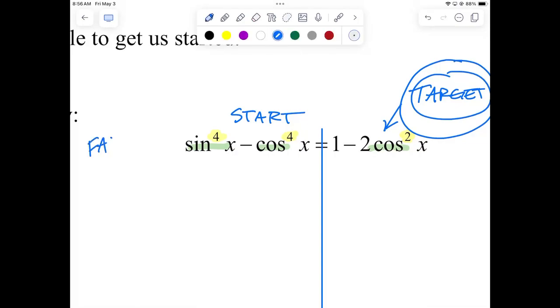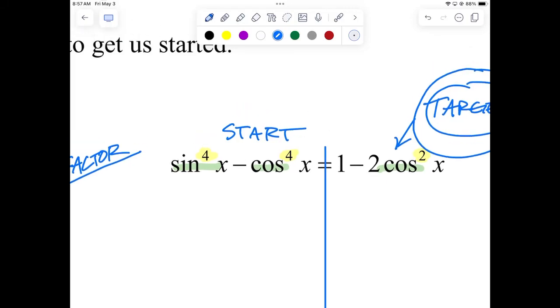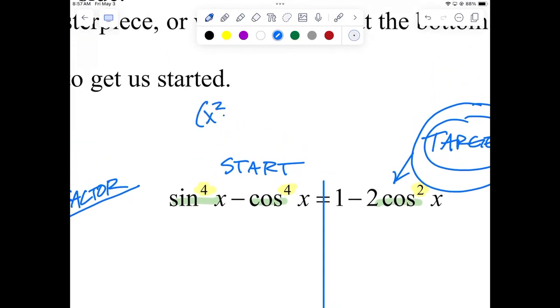There, who said that? F it. We're going to factor it. Yeah, we're going to factor it. Okay? This is actually a difference of 2 perfect squares. Okay? If you had x squared minus y squared, that's equal to x minus y times x plus y.